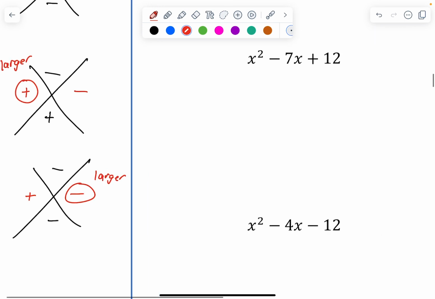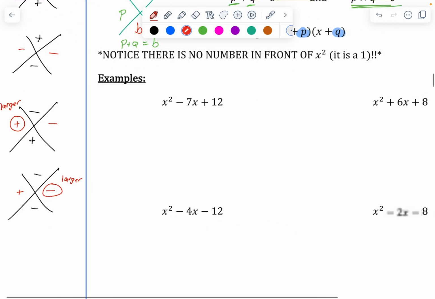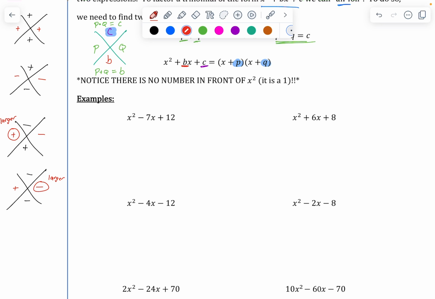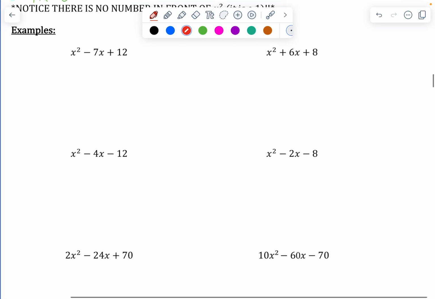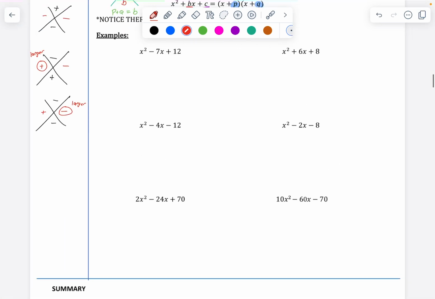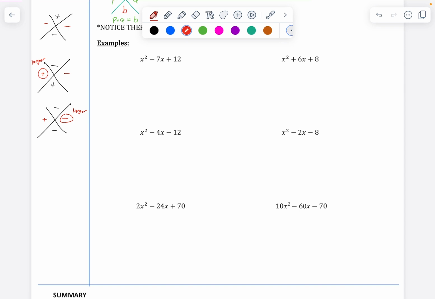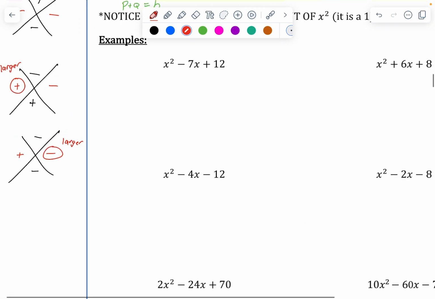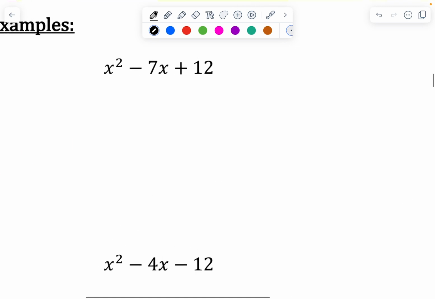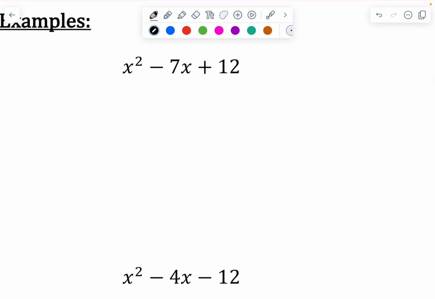And if you look around on the right side of my classroom, you should see a diagram that represents this same type of thing. So we're going to take a look at a couple of examples here. We have 6 examples to go through today that are going to teach us how to factor. Our first example is x squared minus 7x plus 12.